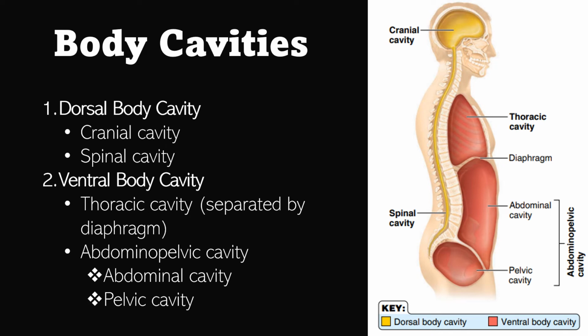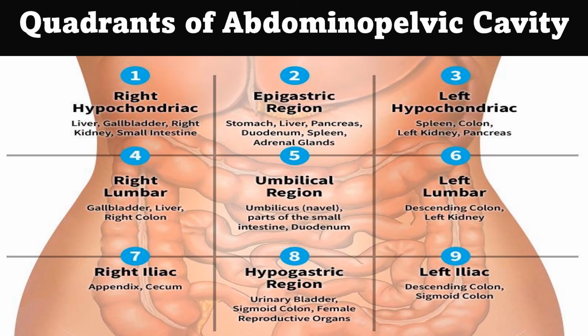Because the abdominopelvic cavity is quite large, it is easier for us to divide it. It is already divided into two cavities, so we further divide it into different quadrants. We call them the nine quadrants of the abdomen. Quadrant number one is the right hypochondriac. This quadrant includes your liver, gallbladder, right kidney, and small intestine.